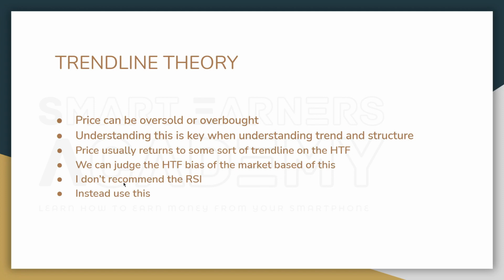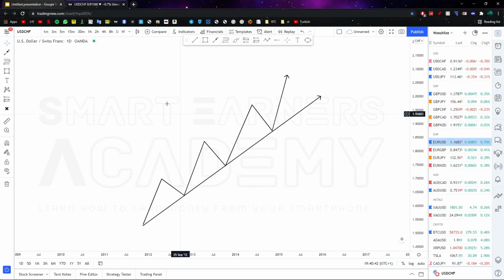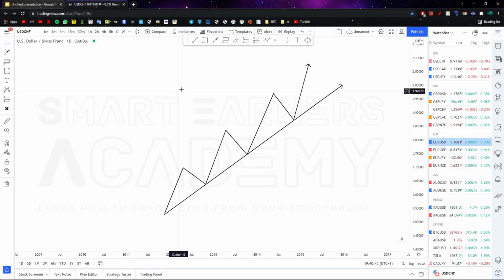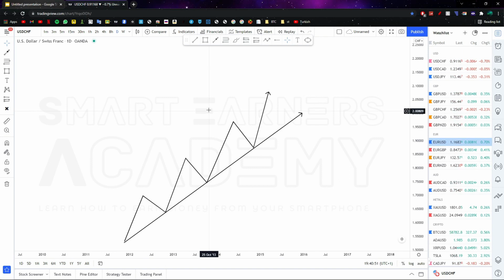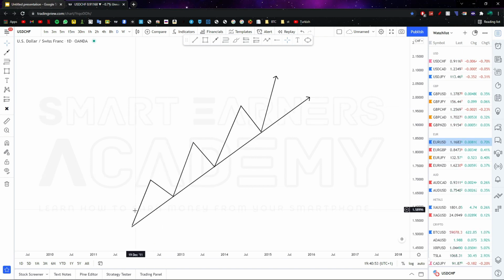And just a small tip is that I don't recommend using the RSI. Instead, use the trendline theory if you need to, right? And so now let's begin. As always, we're going to begin with a diagram explanation, and then we'll move on to the live chart examples. So to begin with, let's just say we've got a bullish market, right?